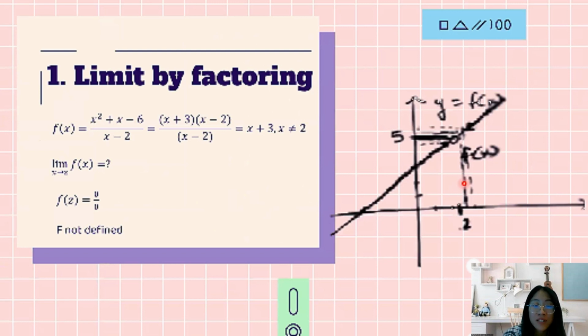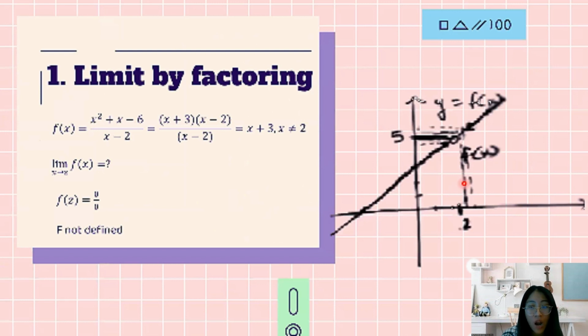So this could be x plus 3 times x minus 2 over x minus 2, as long as x doesn't equal 2. These two things will cancel. So we could say this equals x plus 3, except for x equals 2, as long as x doesn't equal 2. So that's another way of looking at it, another way we could rewrite our f of x.